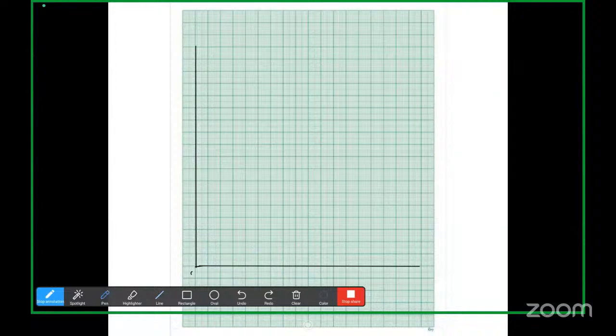We can mark 0 here. Okay. Now we can take two frequencies, or two ranges, for the number of vehicles. Can you suggest what they will be?